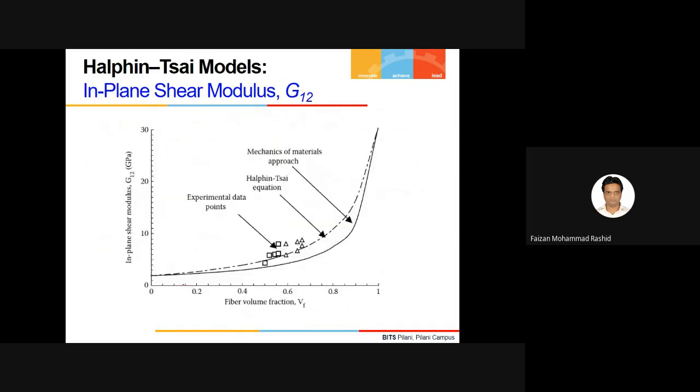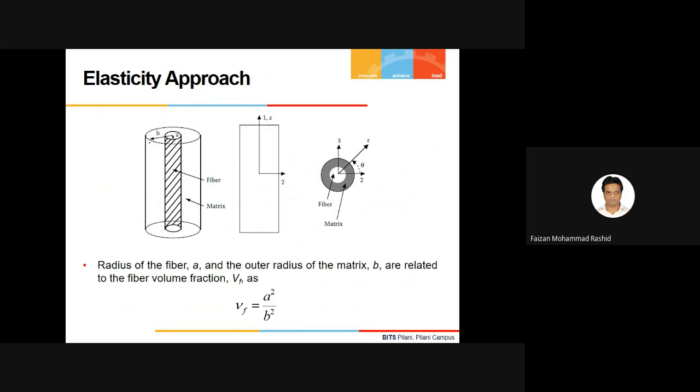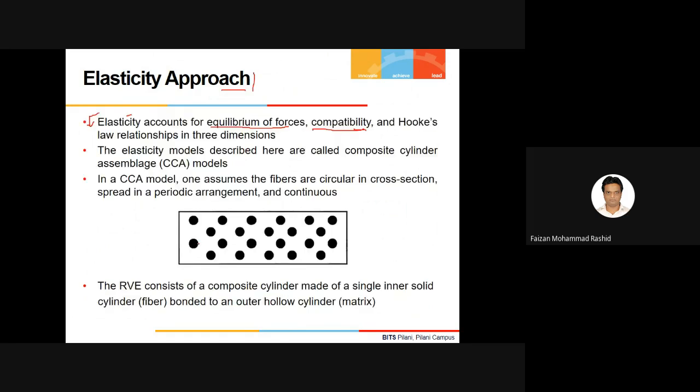And then what I was actually doing in that class was the elasticity approach. Okay, this is the most basic and fundamental approach, which takes care of the equilibrium of forces, compatibility of your strains, Hooke's law in 3 dimensions, everything. So this is one of the most fundamental, and it is a highly reliable approach. But when I started, I told you that we assume the fibers are cylindrical in shape, embedded in a matrix material like this one.